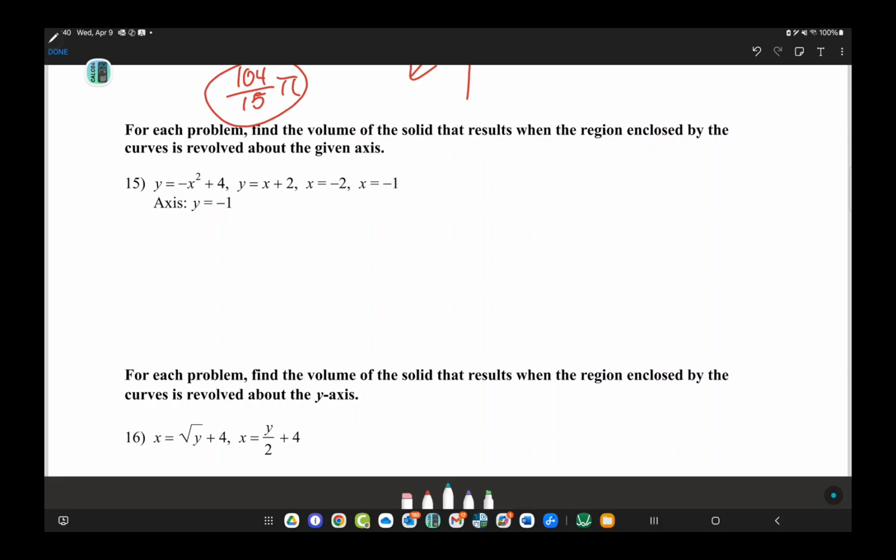So here we have the function y equals negative x squared plus 4, y equals x plus 2. So x plus 2, 1, 2. Over 1. And we have negative x squared plus 4. And we are rotating around y equals negative 1. So that would be down here.